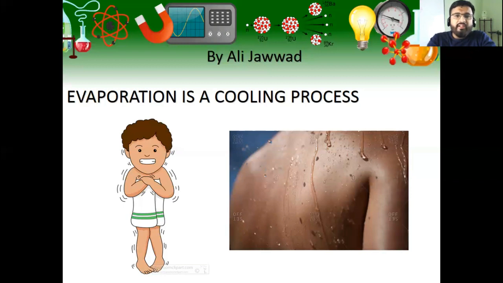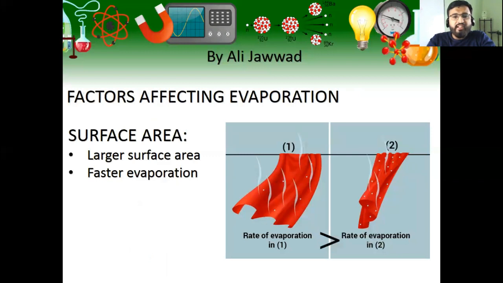There are several factors which affect evaporation. For example, surface area. If we spread the clothes and we want them to be dried, they will dry at a faster rate because the surface area will be larger and the molecules will get enough chance to evaporate easily. So larger the surface area, larger will be the evaporation.